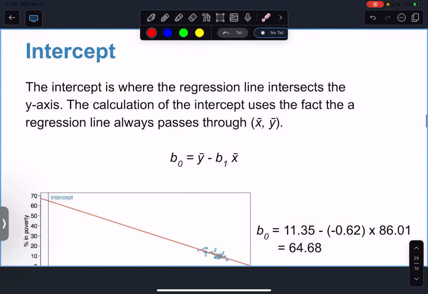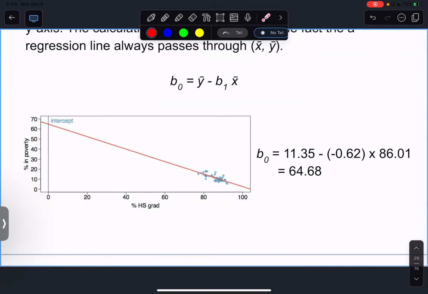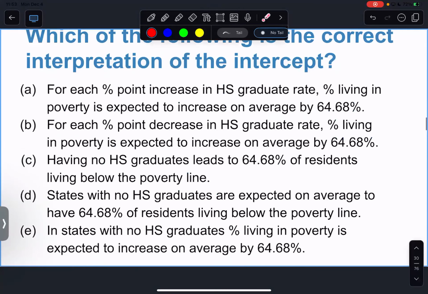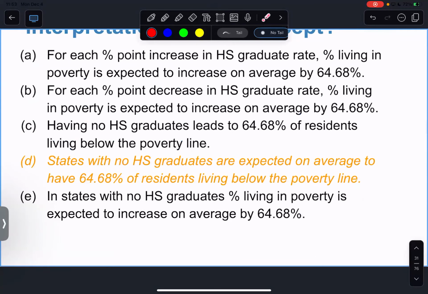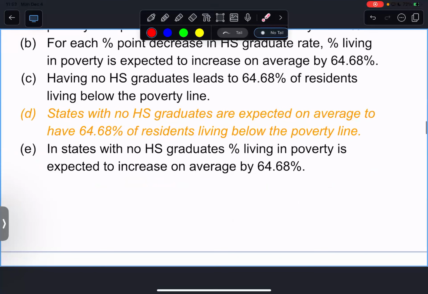Okay. So then you found your intercept. It's a many part question. Interpret the intercept. All right. The intercept, 64.68%, is the predicted percentage in poverty for a state where there's 0% high school grads, right? Probably one of these. I don't care to read them all, so I'll just skip to the answer. D. States with no high school graduates are expected on average to have 64.68% of residents living below the poverty line. Right.